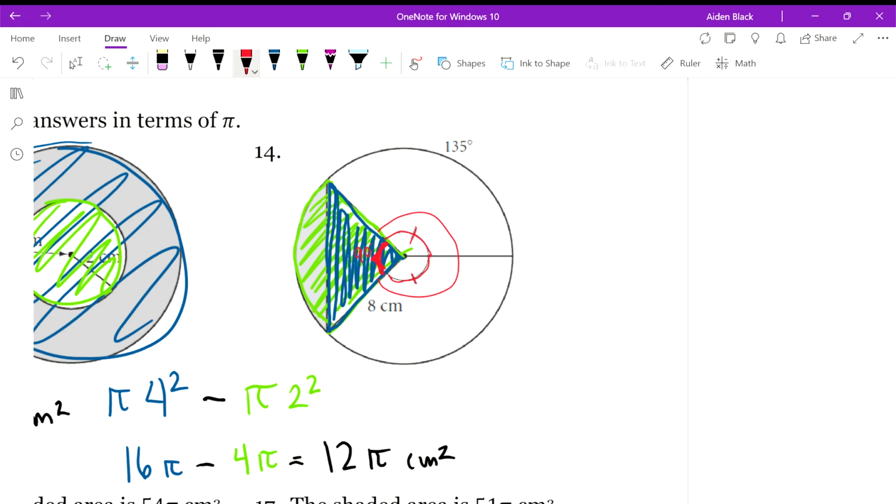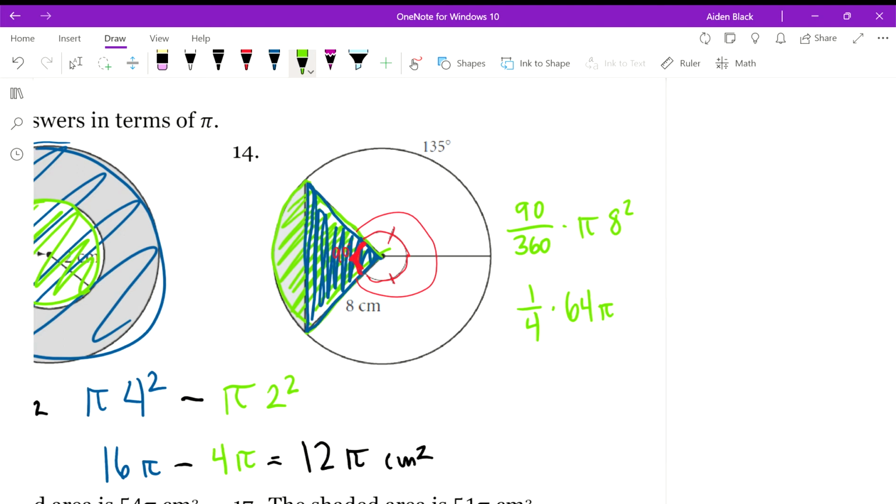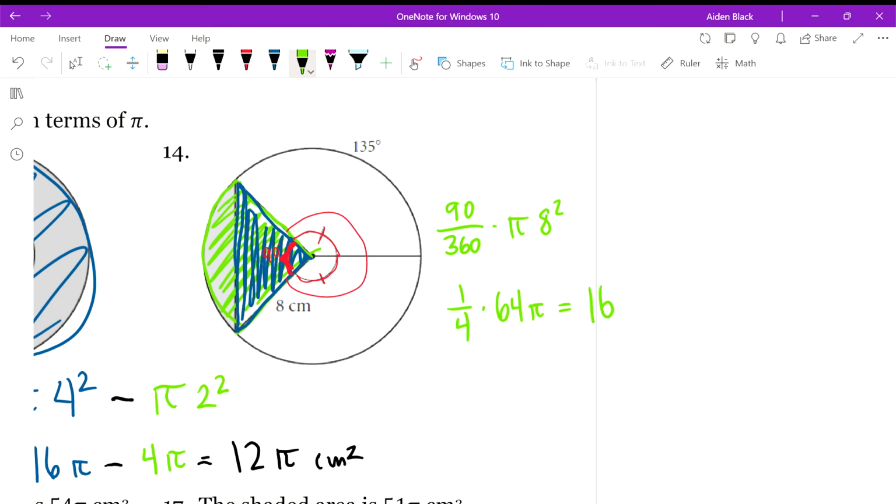So we should do 90 over 360, that's an easy one to reduce, times pi r squared, in this case 8 squared. So 90 over 360, we know that's a fourth of the circle. And then 8 squared is 64, so we get 64 pi. 1/4 of 64 is actually 16. So the area of the sector is 16 pi.